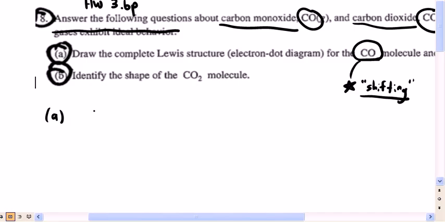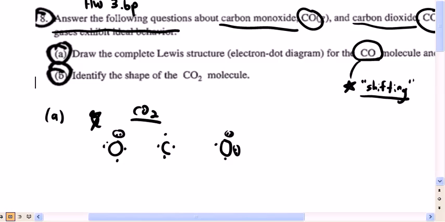So here we go. Skeleton structure for CO2. Let's do CO2 first, since that's the easy one. Skeleton structure. Lone pair electrons. Valence electrons. Connect the lonely dots. And we are on a free response question, so we're going to draw it over nicely.